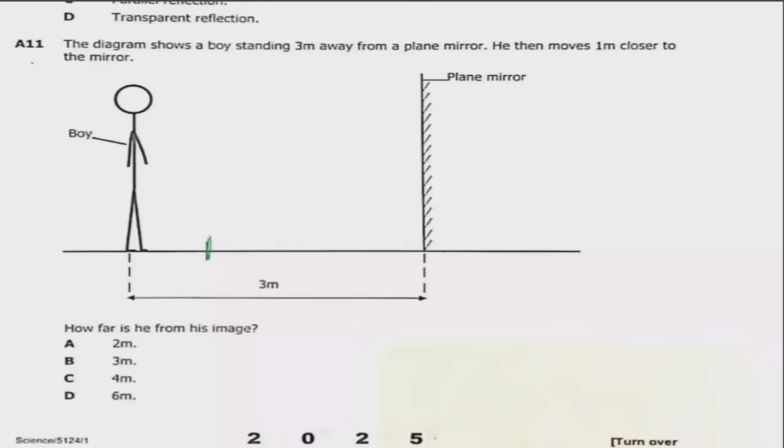So when the boy is 2 meters away from the mirror, the image will also be formed 2 meters behind the mirror. Now we add 2 meters plus 2 meters, which gives us 4 meters. So the correct answer is C, because the question is asking how far he is from the image. We calculated the distance from the actual person where he's standing to his image, which is 2 meters away as well. So that means it will be 4 meters.